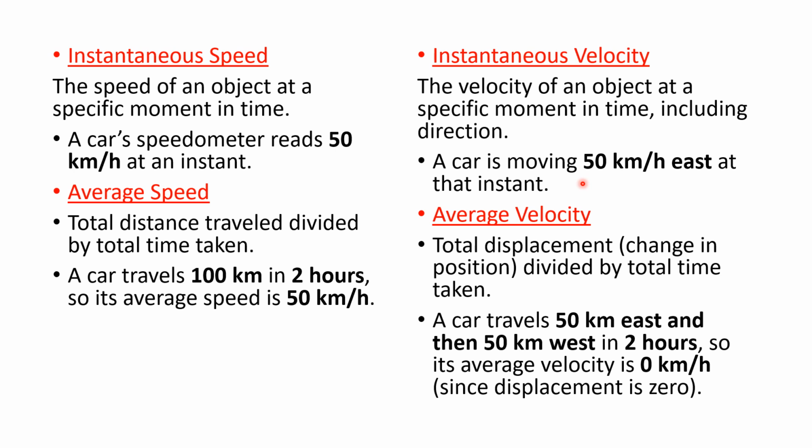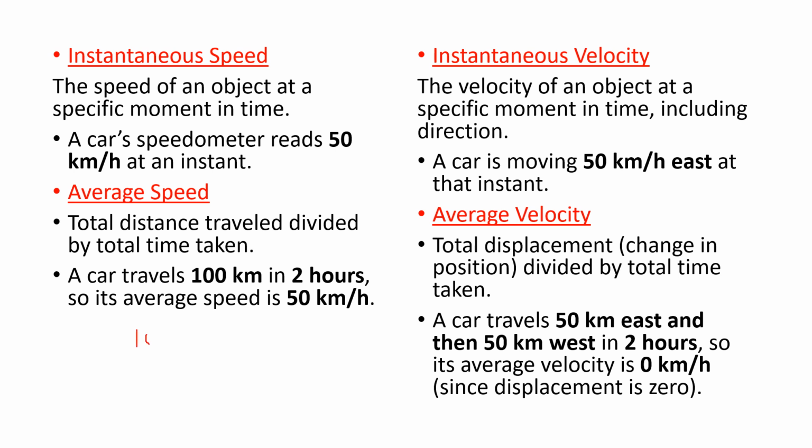Now the next is average speed. What is average speed? Total distance traveled divided by total time. If a car travels 100 km in 2 hours, what will be the average speed? 100 divided by 2, that is 50 km per hour.